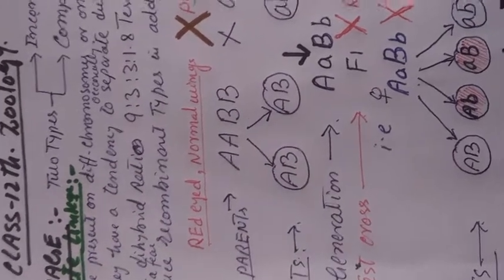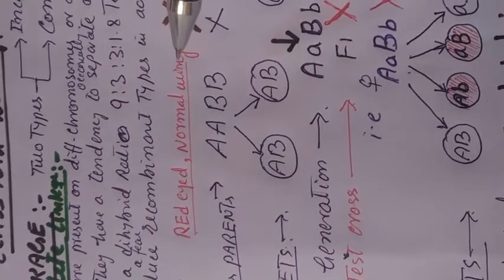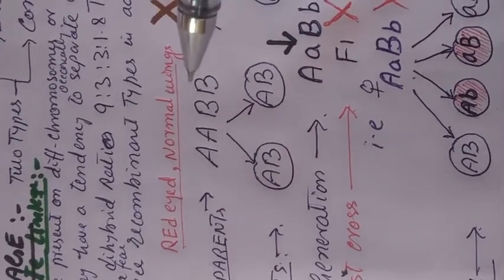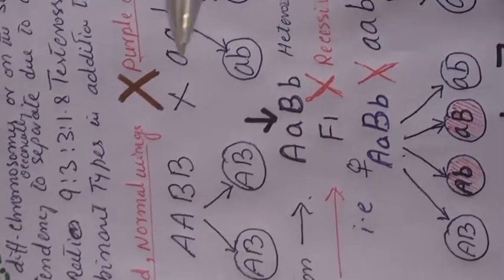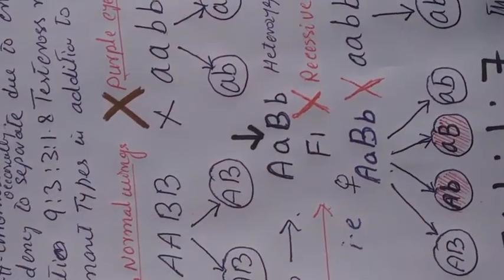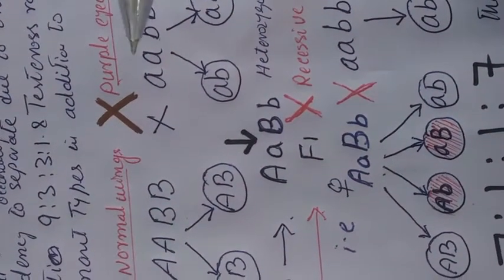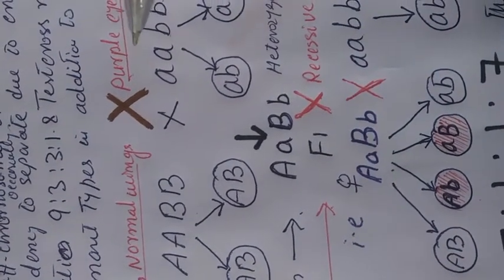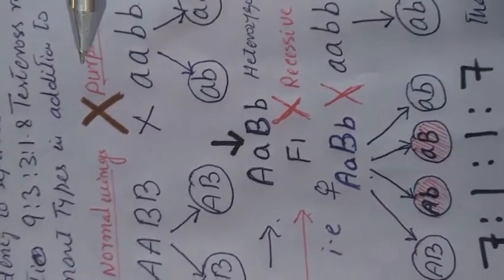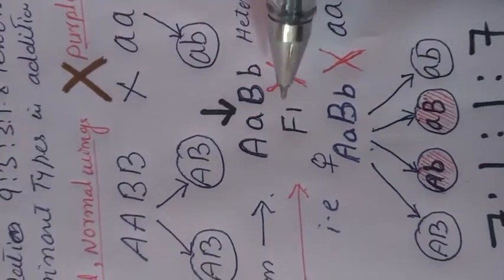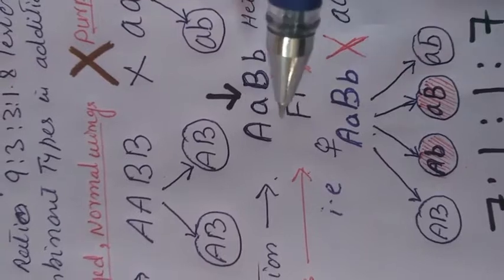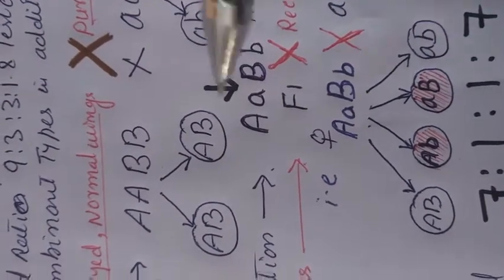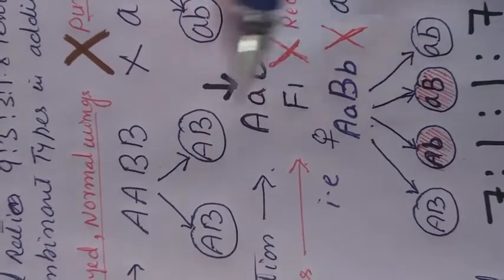When a red-eyed and normal-winged homozygous female Drosophila was crossed with a homozygous recessive purple-eyed and vestigial-winged male, the progeny, that is the F1 generation, are all heterozygous with red eyes and normal wings.